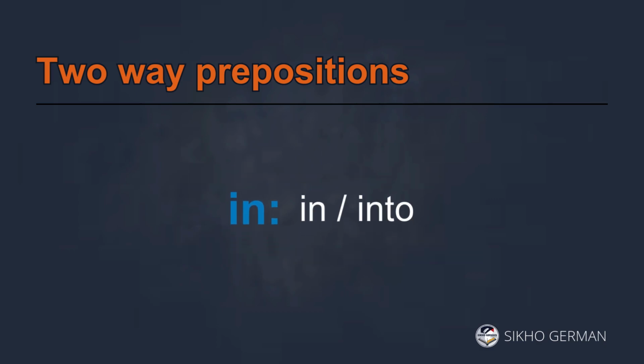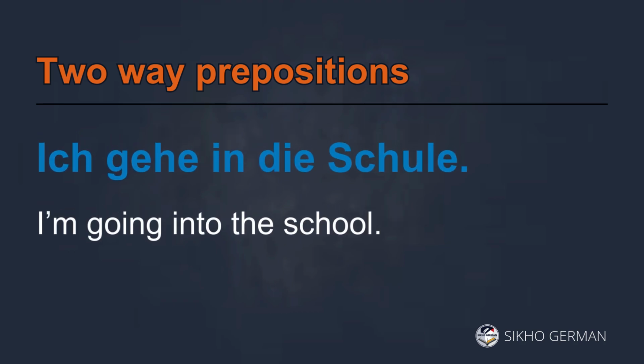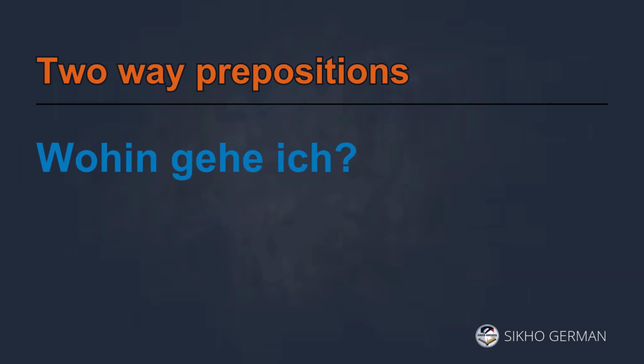Next is in or into. This is one of the most frequently used two-way prepositions. Ich gehe in die Schule. I'm going into the school. This uses accusative because there's movement. I'm actively going into the school. Wohin gehe ich? Where am I going to? Answer, in die Schule. The feminine die stays die in accusative, showing movement into the location.